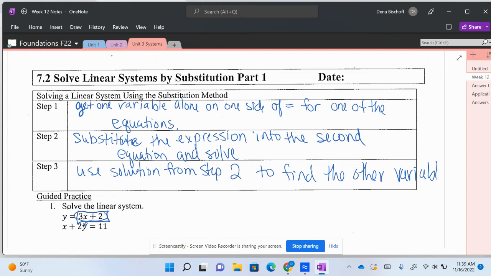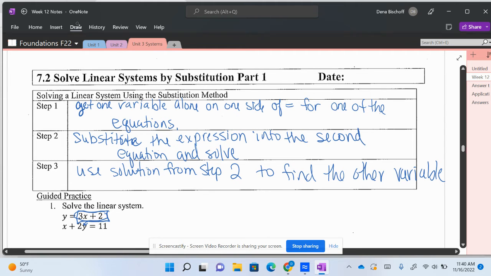So remember that the solution to a system is an ordered pair. You need to have an x equals and a y equals.